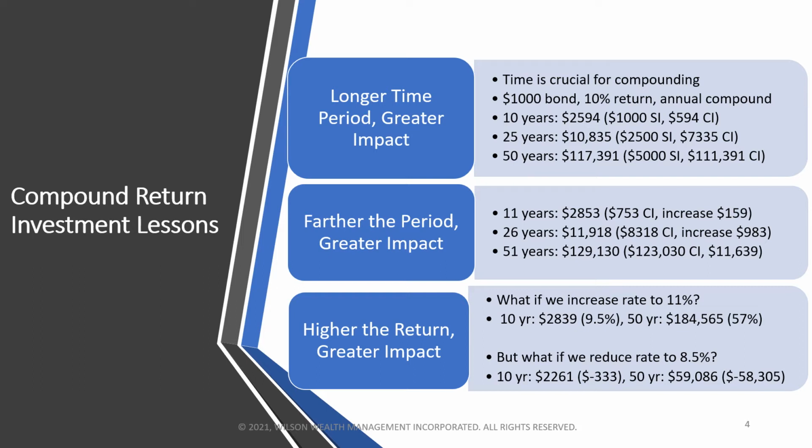Similar but different, the farther out the time period, the greater the impact. If we continue with our example, the 10-year time period for the bond gave us $2,594. If we look at the 11th year, so 1 year farther out, the bond value is now $2,853. That's an increase in compound interest of $159.